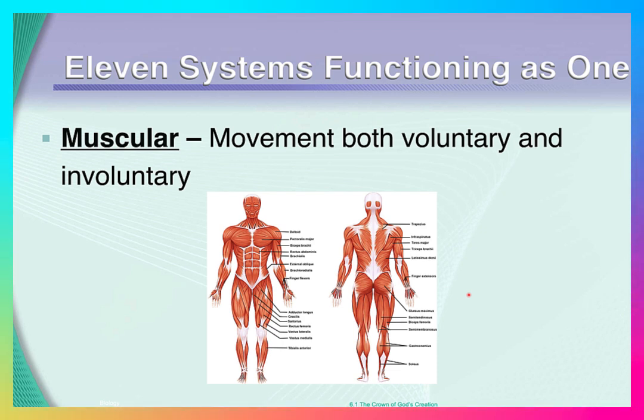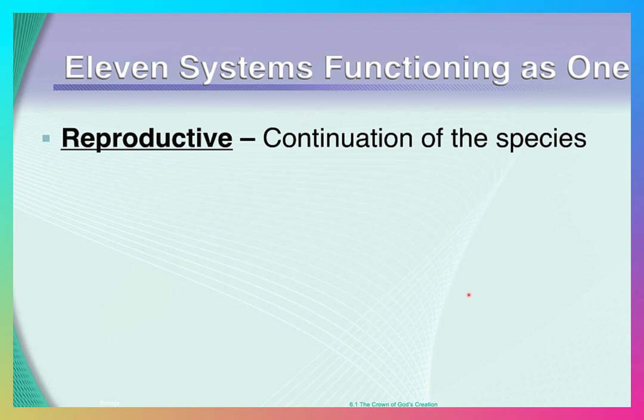This movement is both voluntary, like when we walk or move our arms or turn our heads, as well as involuntary, such as the movement that occurs within our digestive tract in order to move food down the digestive tract. And then finally, the reproductive system functions to allow for the continuation of the human species.